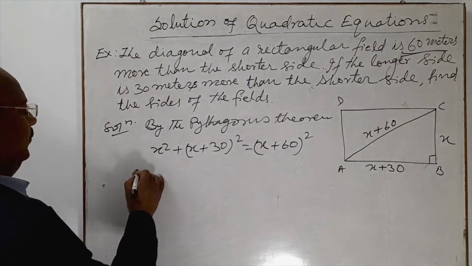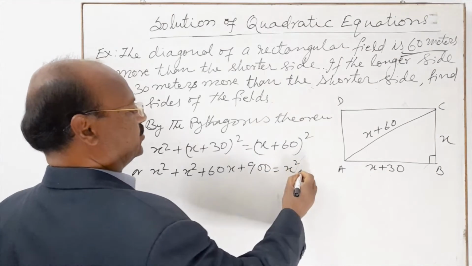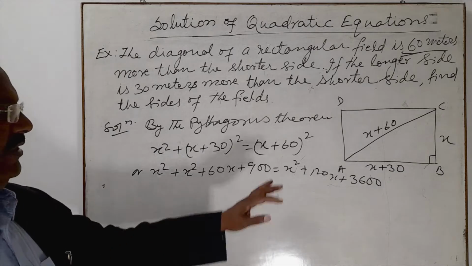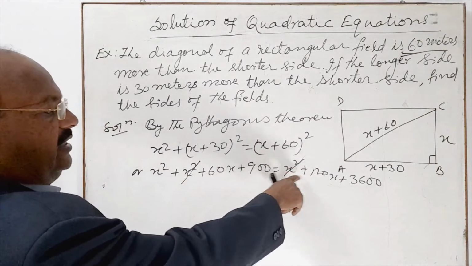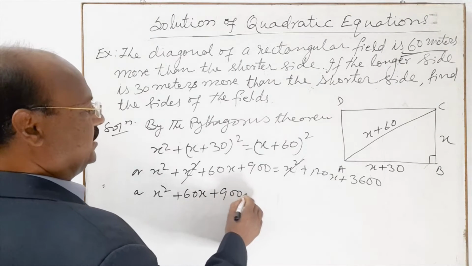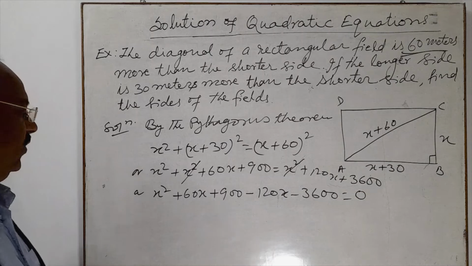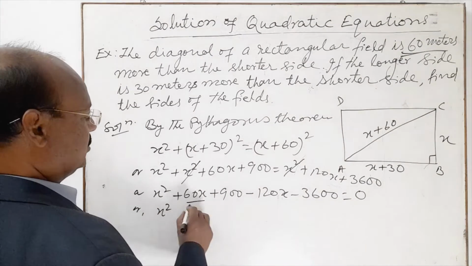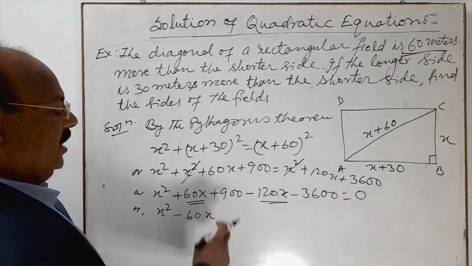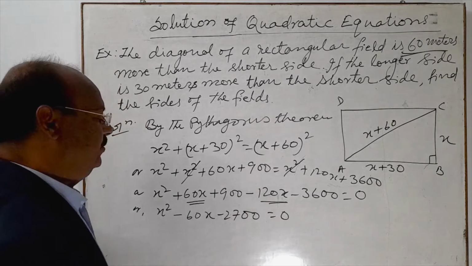Okay. Now let us simplify it. x square plus x square plus 60x plus 900 is equal to x square plus 120x plus 3600. Correct? Now further we have to simplify. This x square will be cancelled out with the x square on the right hand side. So we will get x square plus 60x plus 900 minus 120x minus 3600 is equal to 0. Next step, x square, and here 60x and minus 120x. After simplifying these two terms, we will get minus 60x, and 900 minus 3600 is minus 2700. This is equal to 0.